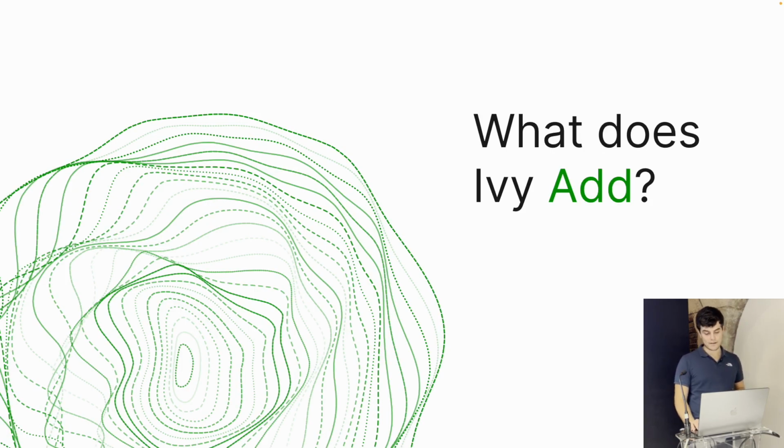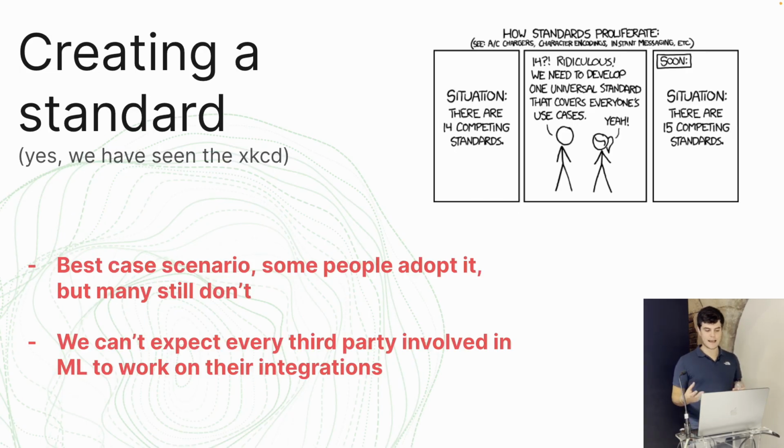So what does Ivy add? As I was saying, when you try to unify things by creating a new standard and saying, hey guys, this is now the standard, best case scenario, some people adopt it, but unfortunately many still won't. And we then, of course, can't expect every third party involved in the whole of ML to suddenly come to you and work on their integrations with your standard. And then we end up with things like this, where with this XKCD, we see another standard arrives, and then the problem can often get worse.